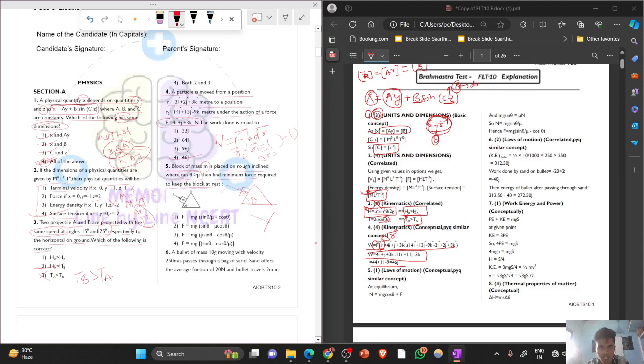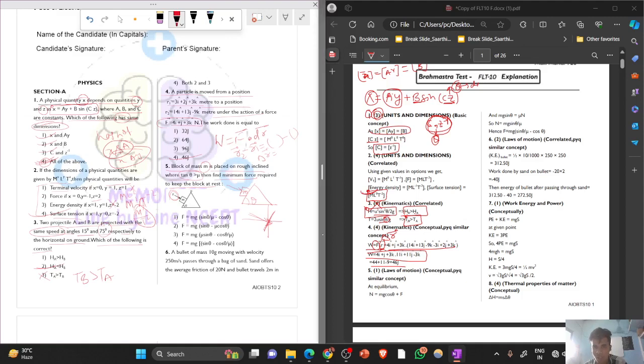So you need to do one thing: resolve this component along, or you can say perpendicular to, the incline. Or you can also resolve it in x or y direction, but it is better to resolve the component along the incline or perpendicular to the incline. As you can see here, the force that we are getting here is totally perpendicular to it, so it doesn't have any component along the inclined plane. Okay, you need to understand it.